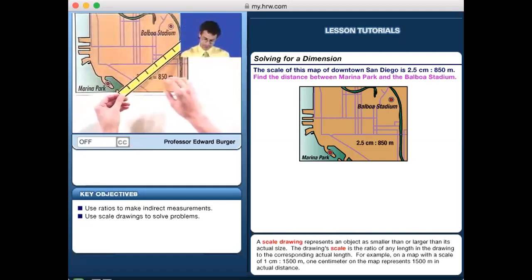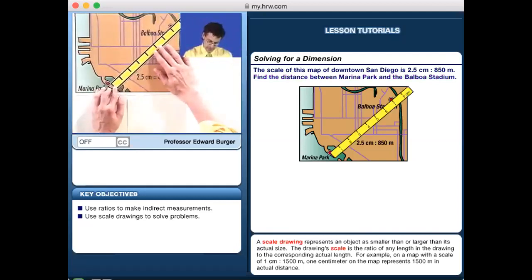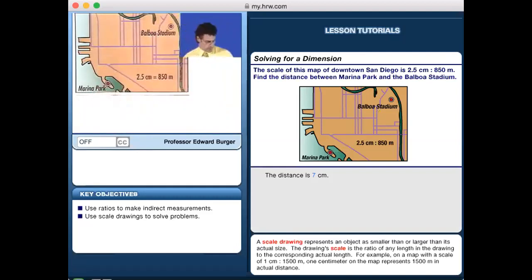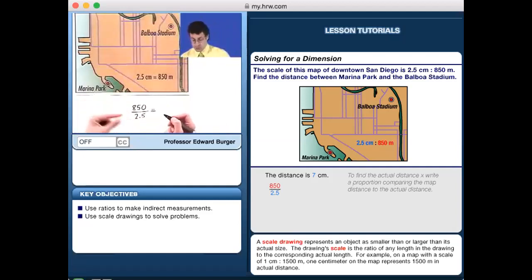So we take out a ruler and we measure, and what do we see? What we see here is, well, 1, 2, 3, 4, 5, 6, 7. So we're about 7 centimeters away on the map. How do we convert that? Well, I use this conversion. And so what I say is 850 is to 2.5 as our actual distance, which I don't know, I'll call that x, is to what we just measured, 7.